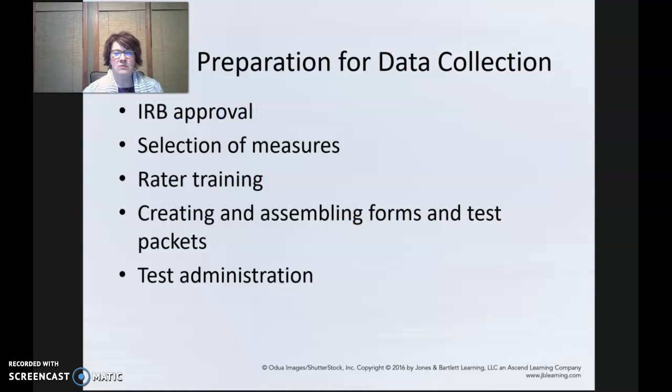So when we move on into the initial preparation for data collection, what we need are those things that we need to do first. We've already discussed the importance of IRB approval and making sure that we have the right measurements when we do our studies, making sure that our raters are trained, and putting together the structure of our study, whether that would be assembling forms, test packets, or setting up education, all those factors that we include when we do our research. So we need to be very well prepared.